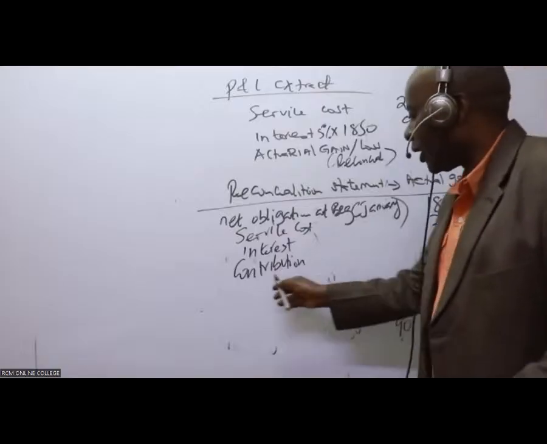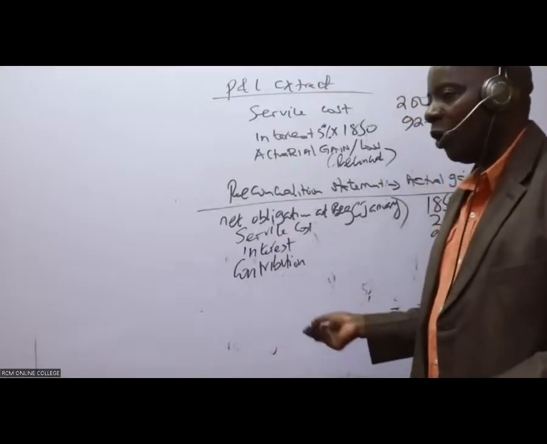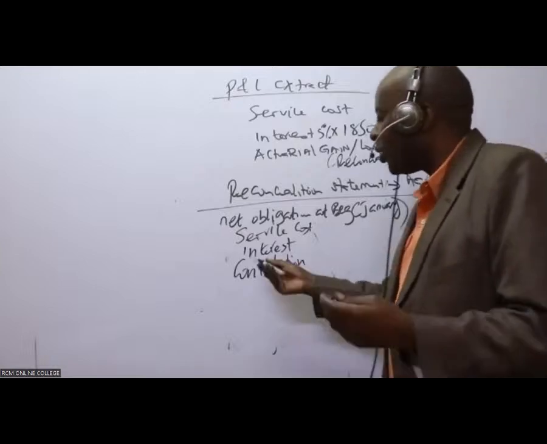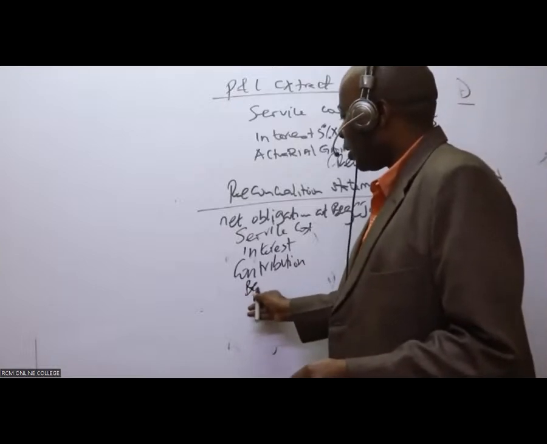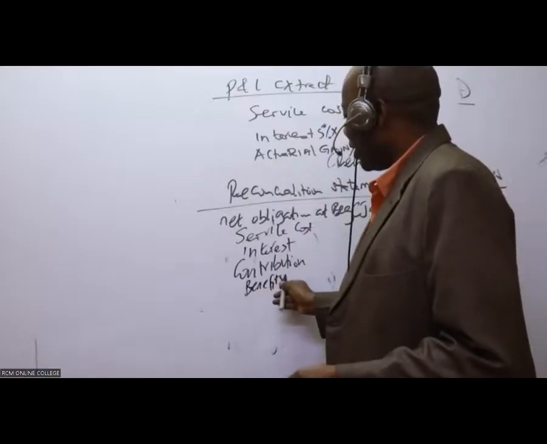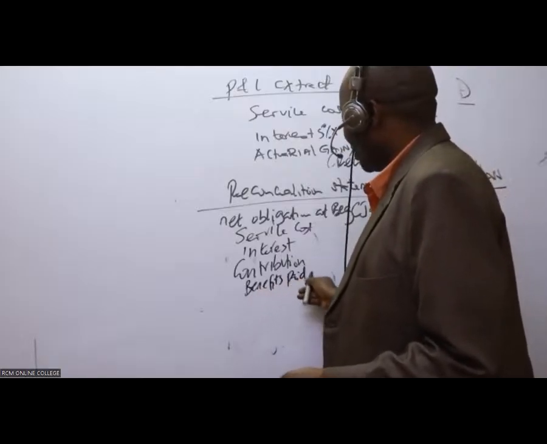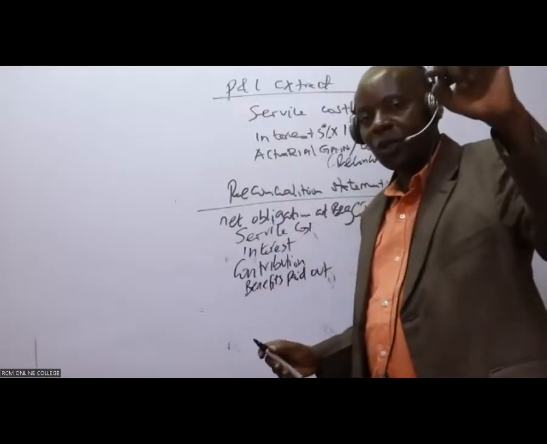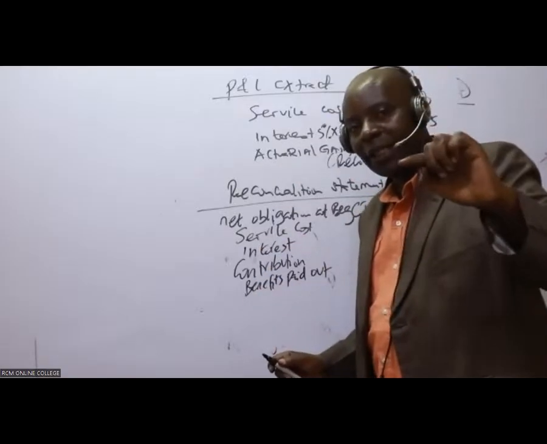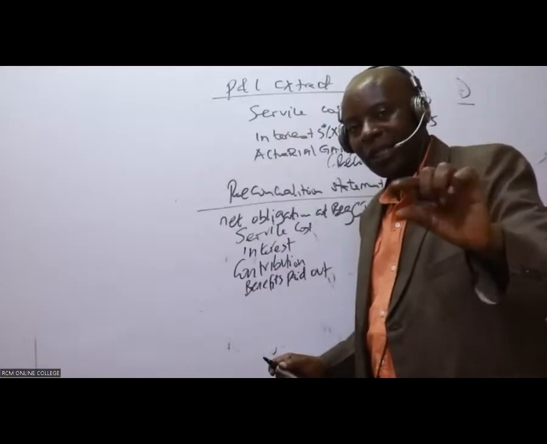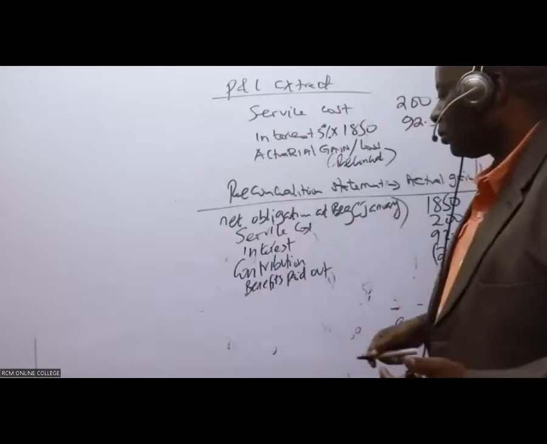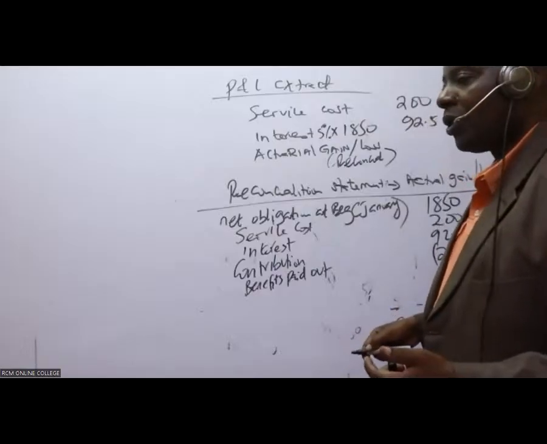You simply write, for the examiner, to demonstrate a broad and deep knowledge of the subject. Benefits paid out. In this case, you write ignore. Because it's affecting both the obligation, the obligation will go down and the asset is going down. So the net effect is 0. Ignore.